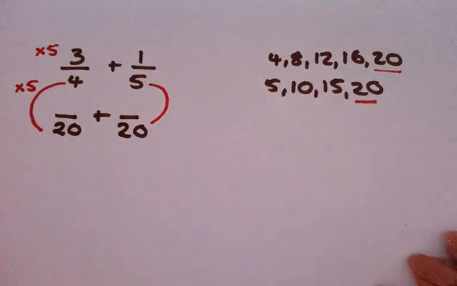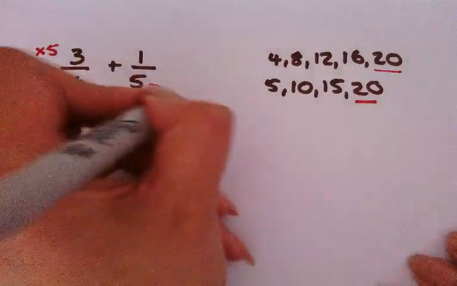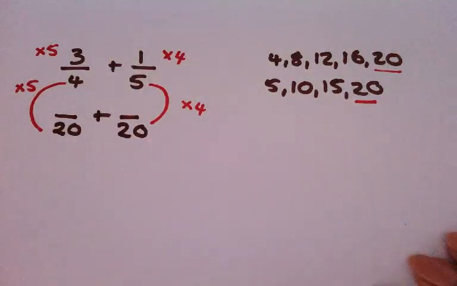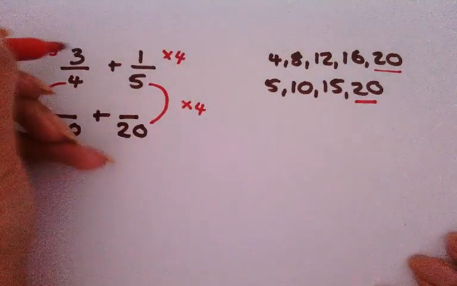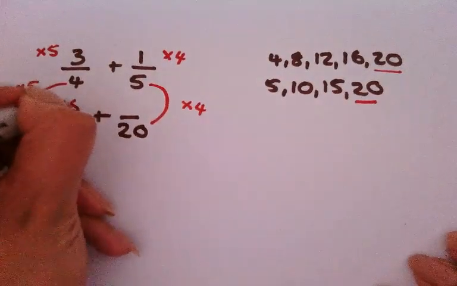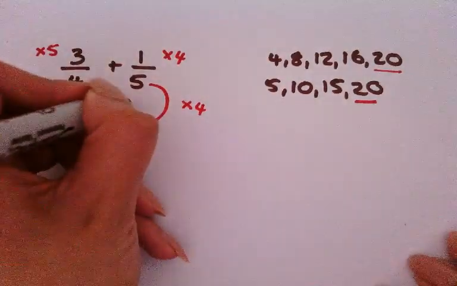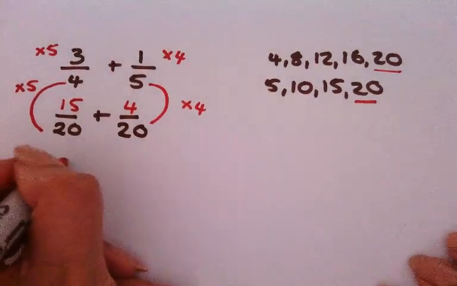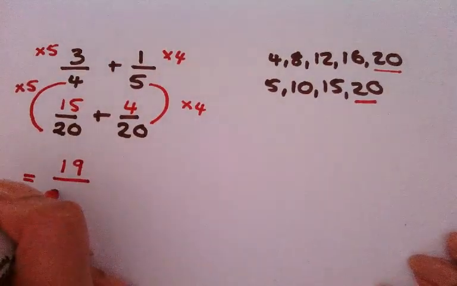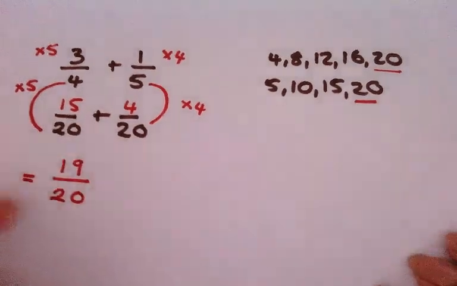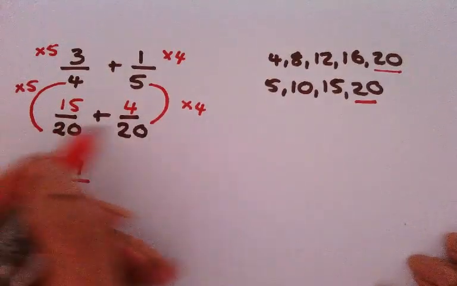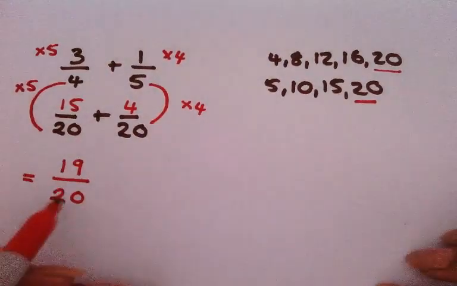Looking at the other side, how do I get from 5 to 20? Times by 4. So I can times the numerator by 4. So my new numerators are going to be 5 times 3 is 15. 1 times 4 is 4. The denominators are now the same, so I can just add the numerators. And the denominator stays as 20. Make sure you don't end up adding the denominators, it's not out of 40.